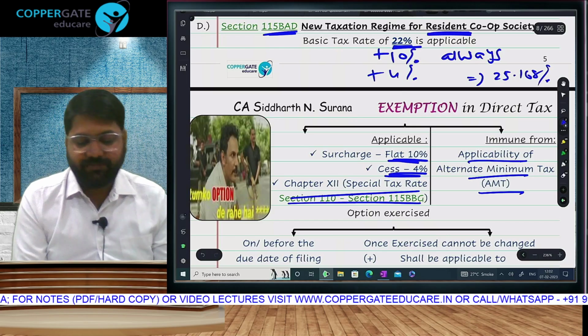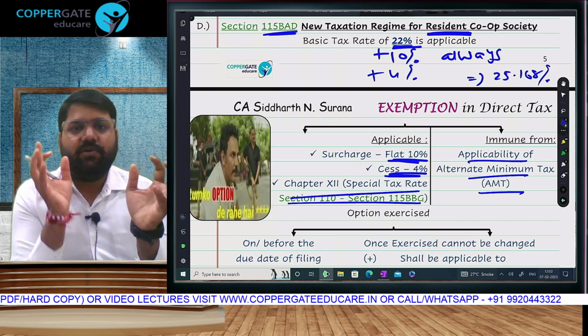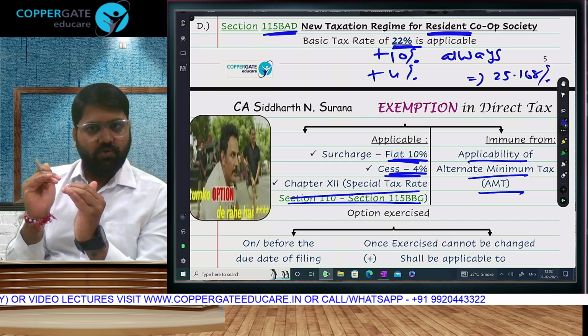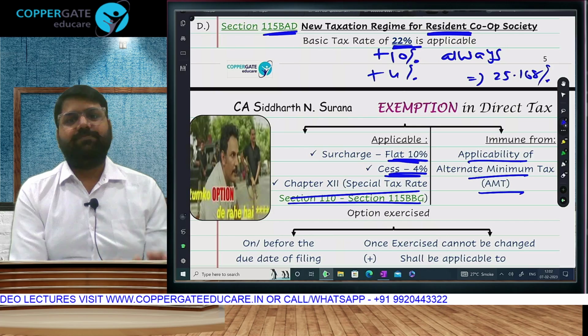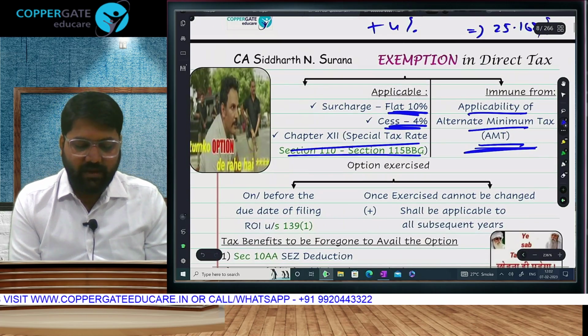But if there are special rates, it will apply. This I already told you. Total income will be divided into normal and special. Normal income, you may choose old or new, but special income will always be at special rates irrespective of regime, and AMT will not be applicable.